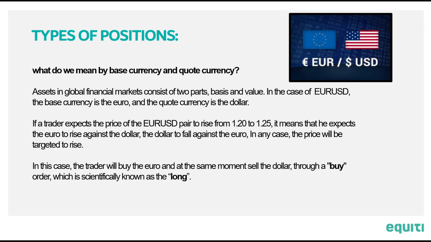If a trader expects the price of the EUR/USD pair to rise from 120 to 125, it means that he expects the Euro to rise against the USD, the dollar to fall against the Euro, and in any case, the price is targeted to rise. In this case, the trader will buy the Euro and sell the dollar at the same moment through a buy order, which is technically known as going long. So as traders, we look at the prices to speculate whether they are going up or down. So if the Euro is going from 120 to 125, then we speculate that the price is going up. So here we can buy, and in another term we can call it a long as well.